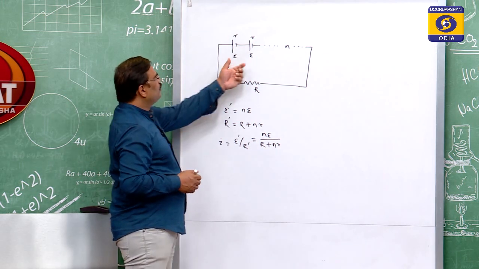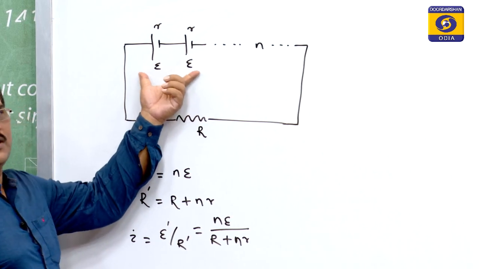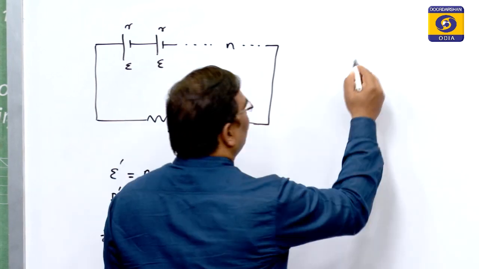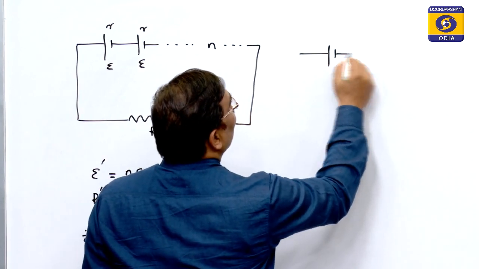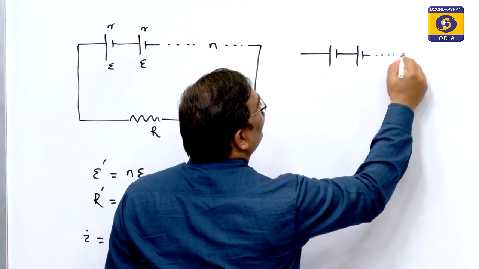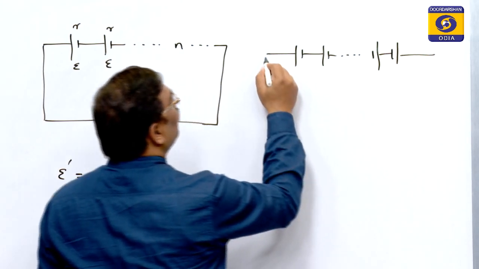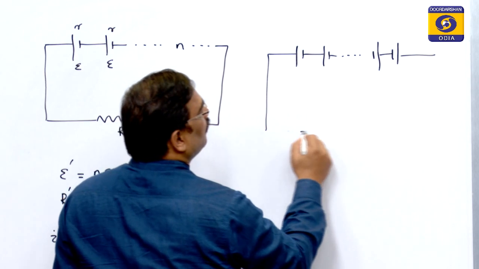Suppose some of the cells in this network are wrongly connected. What is the meaning of wrong connection? Suppose some of the cells are connected like this and some cells are connected like this. This is the meaning of wrong connection.